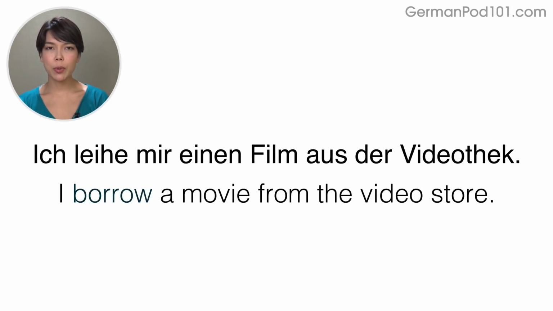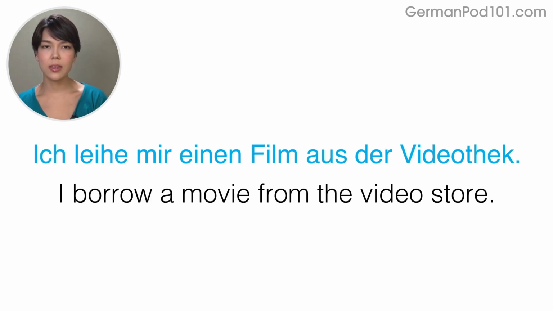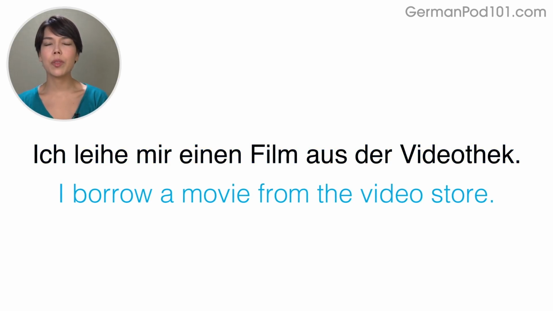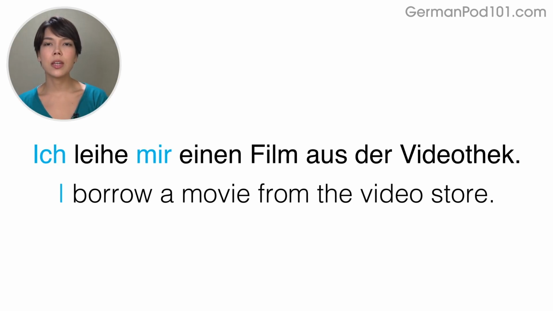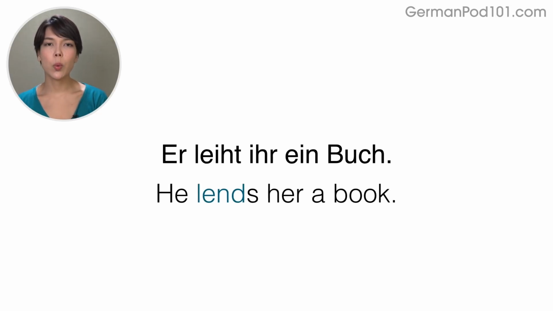Let's first do an example with borrow. Ich leihe mir einen Film aus der Videothek. This means I borrow a movie from the video store. Here the corresponding pronouns are ich and mir, and both refer to I. Therefore, we know this sentence is using borrow. Now, let's do one with lend. Er leiht ihr ein Buch. He lends her a book. Here the pronouns are different, so we know this sentence is using lend.